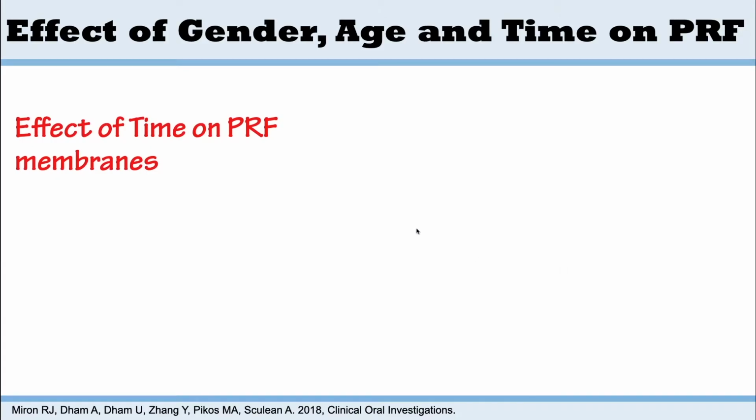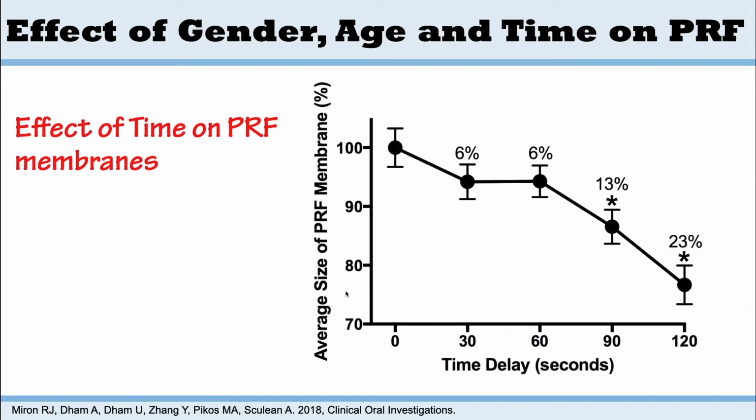Anika drew 300 samples. Okay, so there were 300 different samples that were drawn to get to this data where she looked at the average size of the PRF membranes here. And by 60 seconds, it was 6% smaller. By 90 seconds, it's 13% smaller. By 120 seconds, it's 23% smaller. So you see here, there's a significant reduction in the membrane size, especially at 120 seconds. So we always say, 2 minutes, 23% smaller membrane.